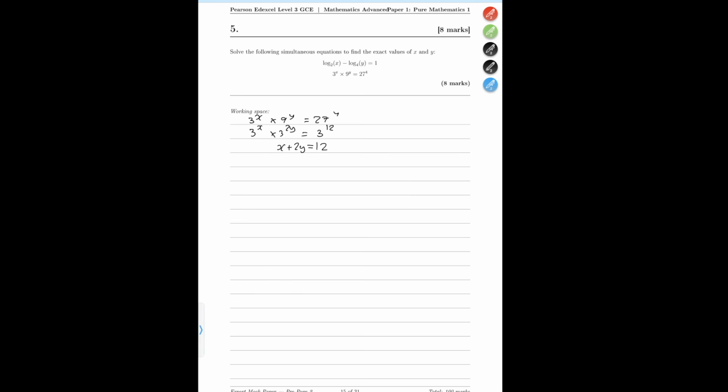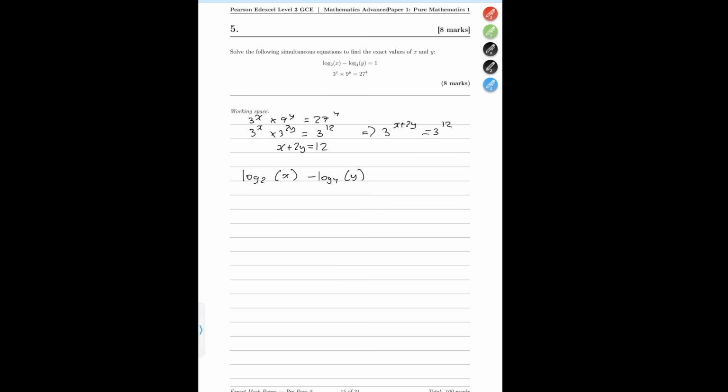So I'm going to keep this here, and now I'm going to work on the first equation. Just as a quick note, the reason you can get x plus 2y equals 12 is because we all have 3 here: 3 to the x, 3 to the 2y, 3 to the 12. The only way they're going to be equal to each other is if x plus 2y is equal to 12, because this can be written as 3 to the x plus 2y equals 3 to the 12. Okay, so now let's work on our equation involving logs.